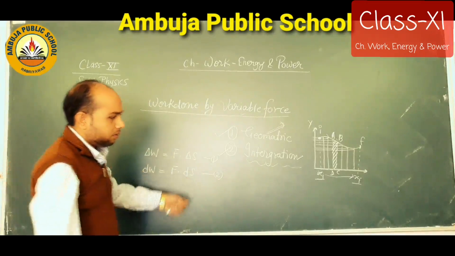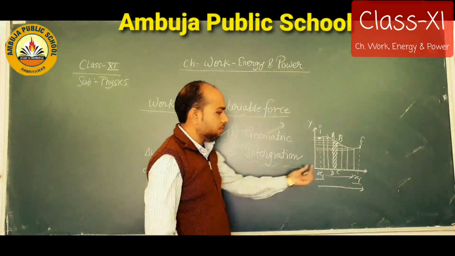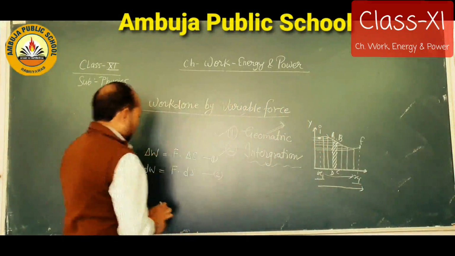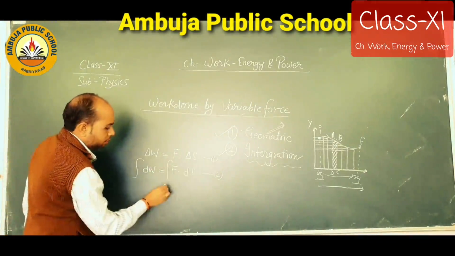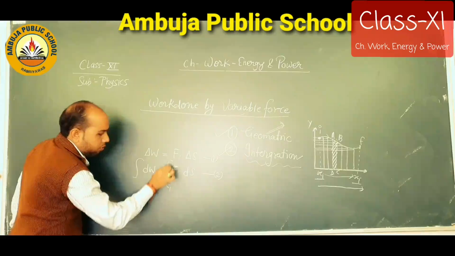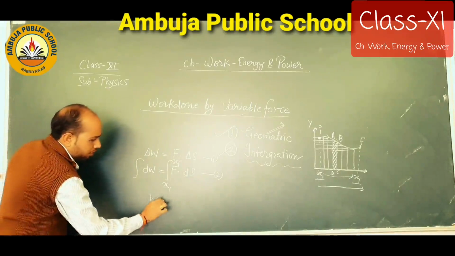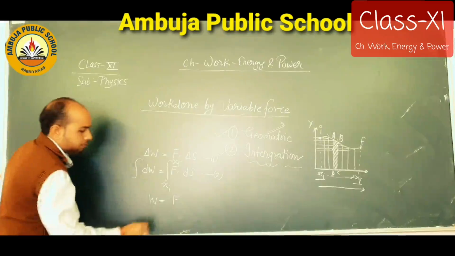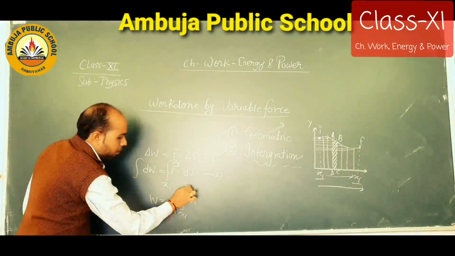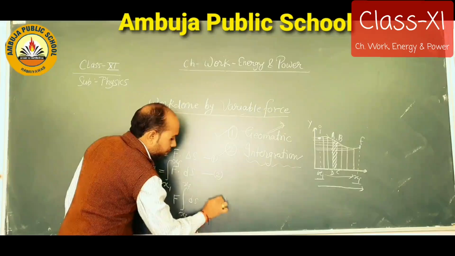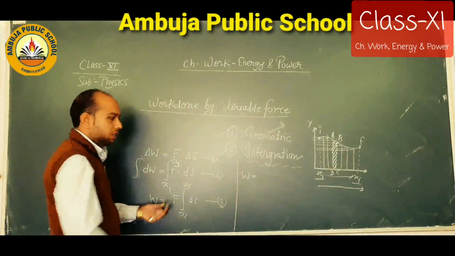Now we see displacement varies from initial to final. That means it has some well defined limit. So now we apply the integration on both sides having limits. Displacement limit is x initial to x final. Now integration of dW becomes only W. Force is outside. Integration of ds within limit initial to final. Equation number 3. Now W remains the same. F is outside the integration.